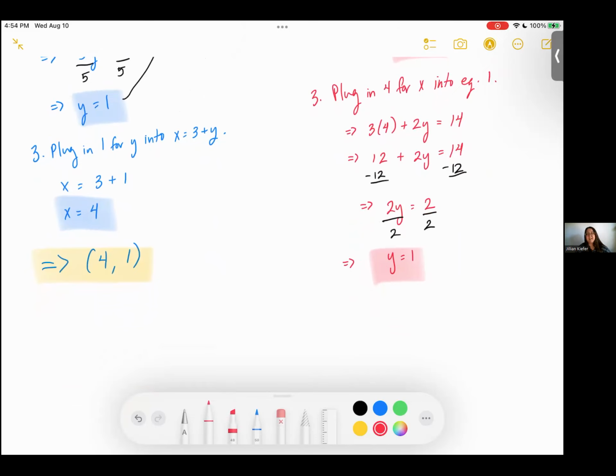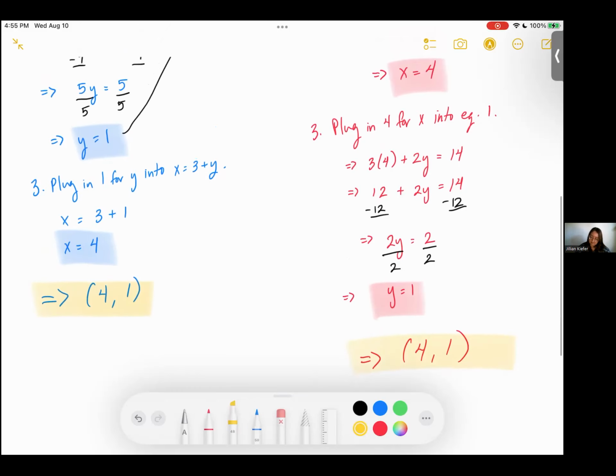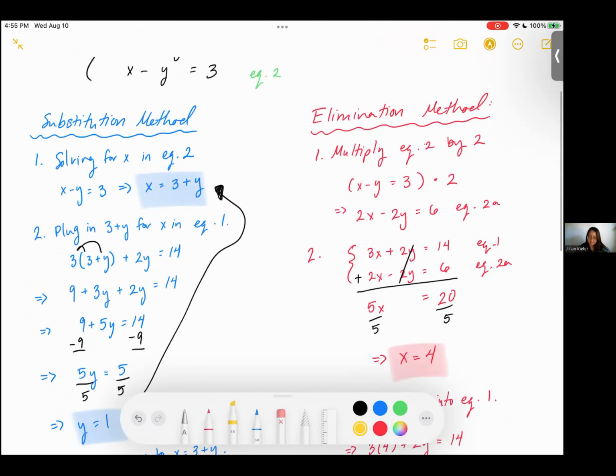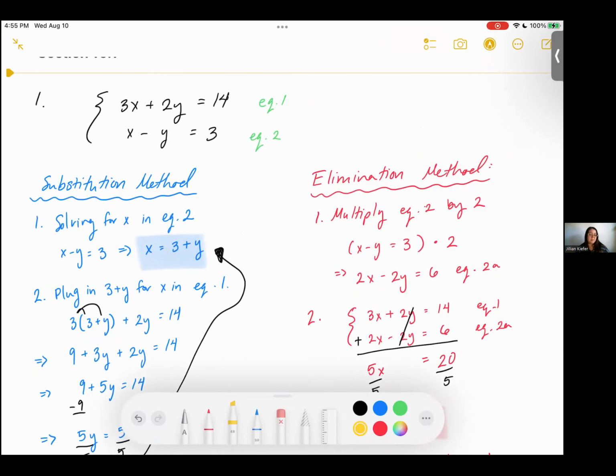And remember, your final answer needs to be in the form of x comma y. So we know x is 4, y is 1, which means our final answer would also be written as 4 comma 1. That's a final answer, which is why it's in yellow. I'll most often highlight correct answers in yellow as opposed to any other colors. So, all right. We worked out this problem using the substitution and the elimination method. These were the 2 algebraic methods. This is going to be the one that you will see on the exam.